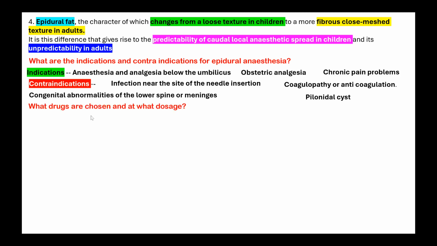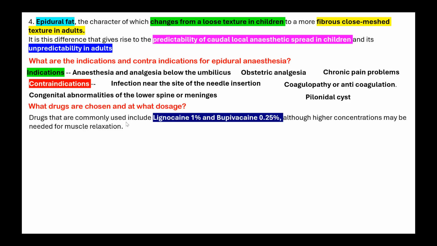And what are the drugs chosen and at what dosage for this caudal epidural? Usually you use lignocaine 1% or bupivacaine 0.25%. You can use this for adults also for a block of lumbar or thoracic regions. And because most of the time we use it for longer duration, the most preferred drug is bupivacaine or levobupivacaine. And ropivacaine also is being used very frequently nowadays.